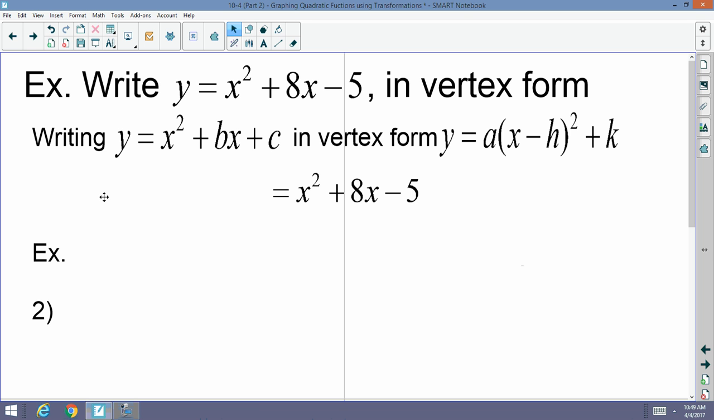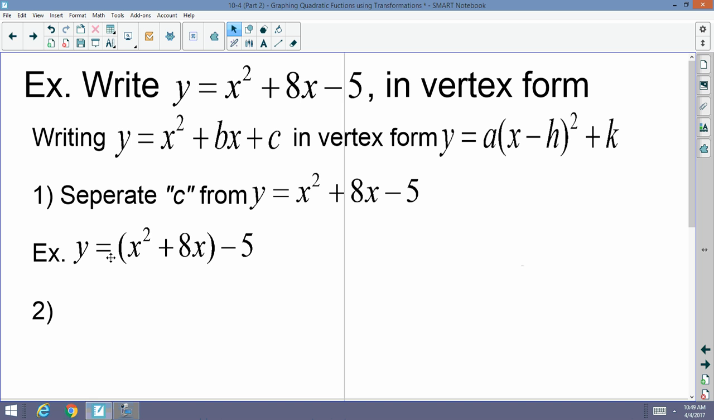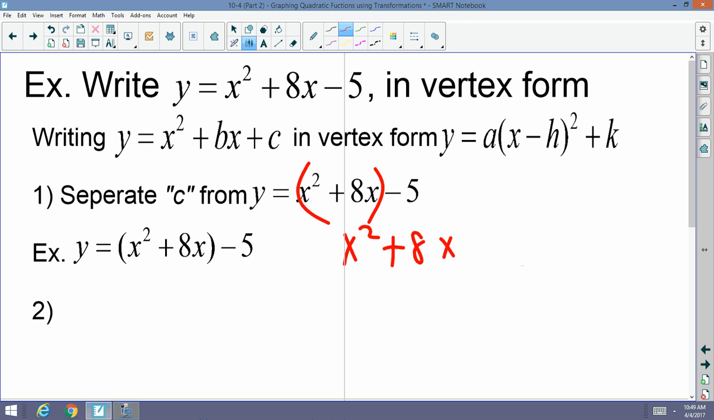Step 1. Separate the c from the x squared plus 8x. So literally just separate it. Don't bring it to the other side. Just separate it. So all I did was separate these two guys. On your paper, you may have even gone like this, giving yourself some space. Separated it out.